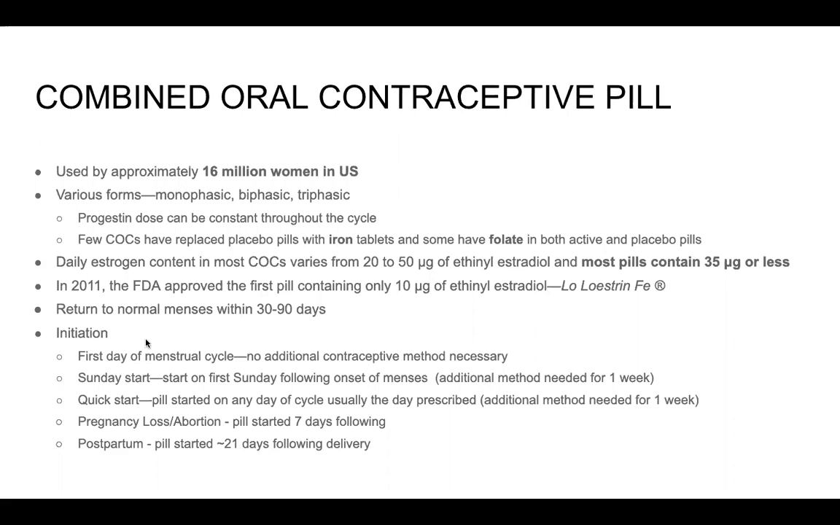A lot of questions that I get when starting patients on contraceptives are, when will my normal menses restart? And typically with combined pills, it's pretty quick. Most women are between 30 and 90 days. If you haven't returned to your normal menstrual cycle within 90 days, then a more significant amenorrhea workup needs to be completed.